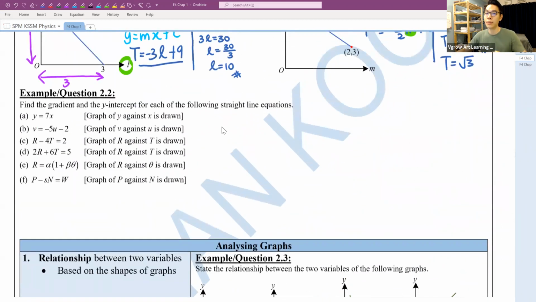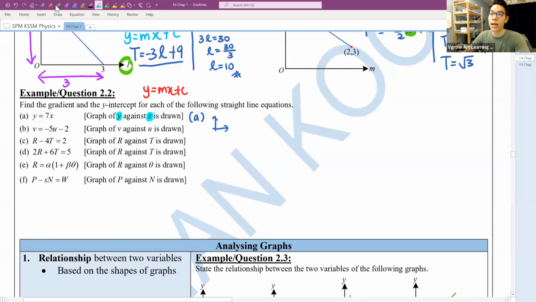All right. In example 2.2, find the gradient and the y-intercept for each of the straight line graph. Okay, let's look at part A first. All these are straight lines. We will always look at y equals mx plus c. So I just want you to draw a tiny little graph here, and just put down these two axes.